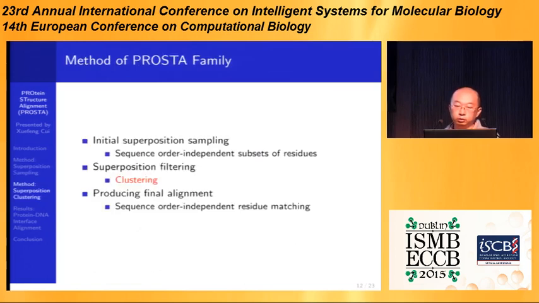So next, I'm going to describe how we perform the superposition filtering step. The goal is to find some promising superpositions for the following steps, but we do not want to actually calculate the alignment scores in this step, because calculating the alignment scores will be time-consuming. And if we perform sequence order independent residue matching in this step, the time complexity will be unacceptable, not practical.